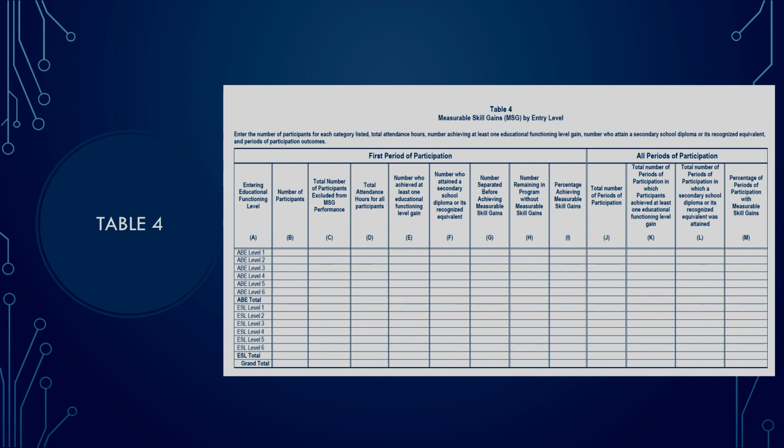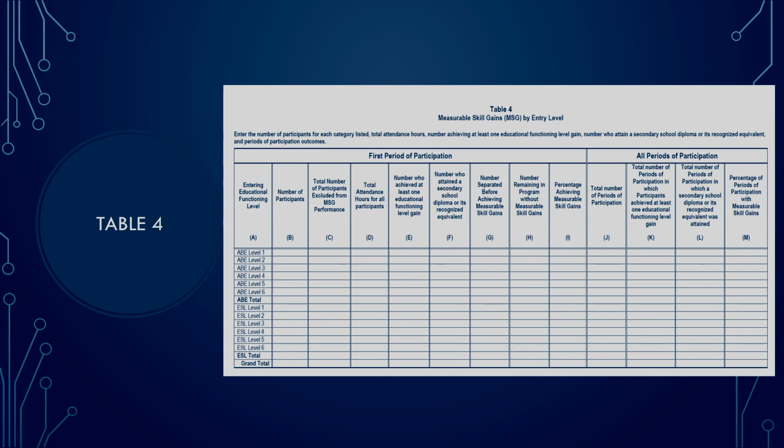Same as Table 1. So if they're on one line in Table 1, they'll be on the same line in Table 4. Column B deals with the number of participants. This is an individual unique count. So whether a student has more than one period of participation or not, they will only ever be counted once in column B. So when you run a Table 4, you'll be able to see exactly how many students you've had in your program throughout the entire year.